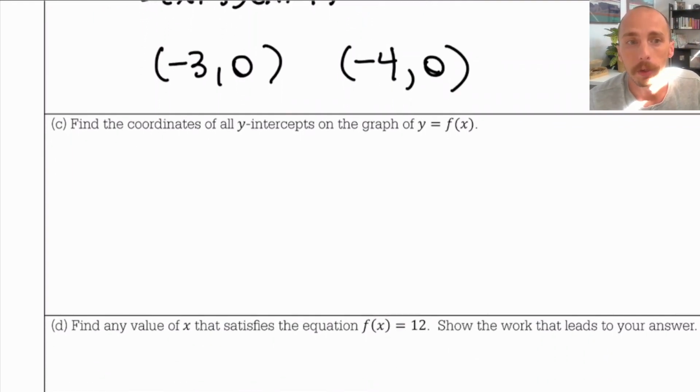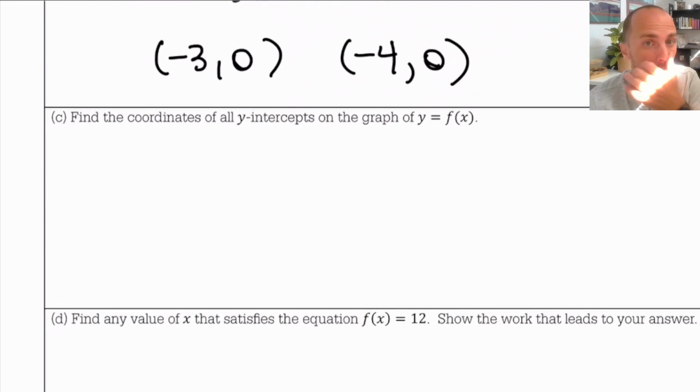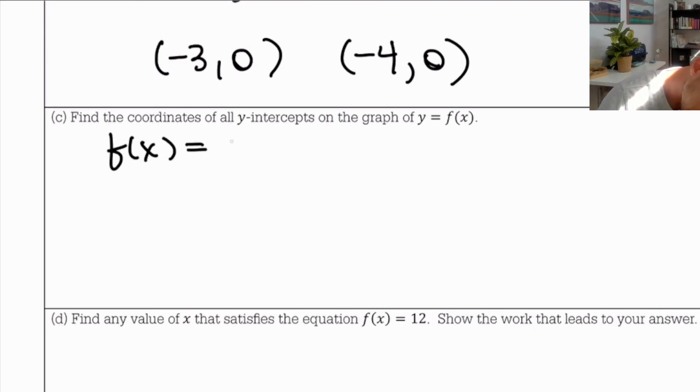Coordinates of all y-intercepts on the graph of f of x. Okay, if it's a function, you can only have one y-intercept. If you think about it, if it had more than one y-intercept, it wouldn't pass the vertical line test, right? Because the y-axis is a vertical line. So I'm going to say, well, f of x, I'm going to copy the function because it's out of sight now, 2 times x plus 3 times x plus 4.